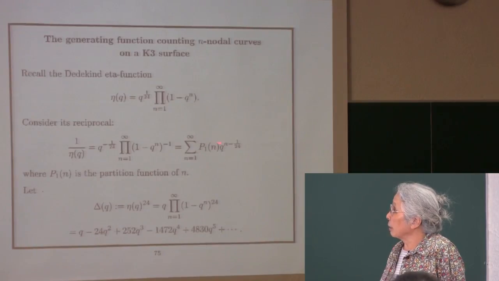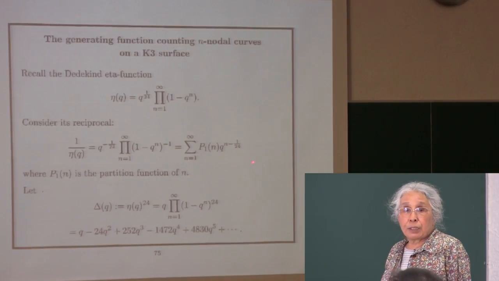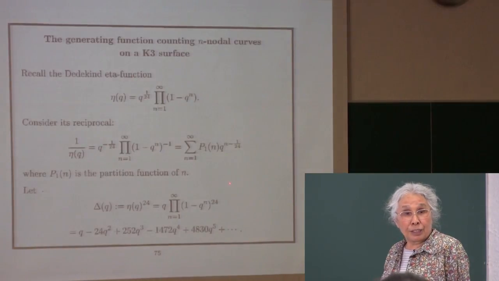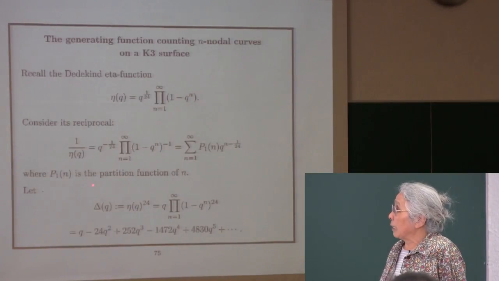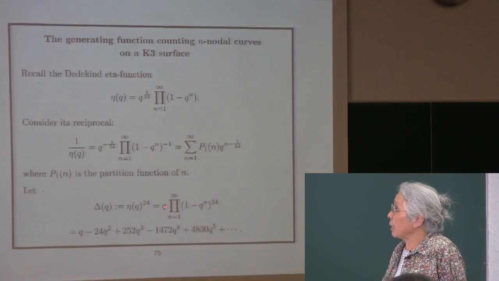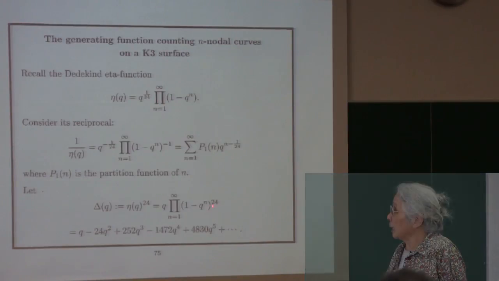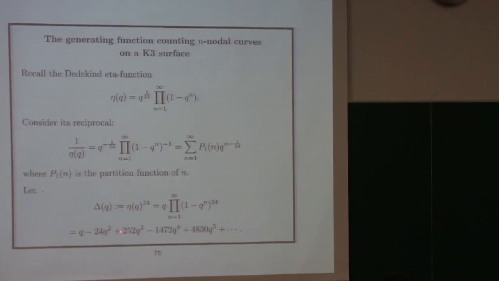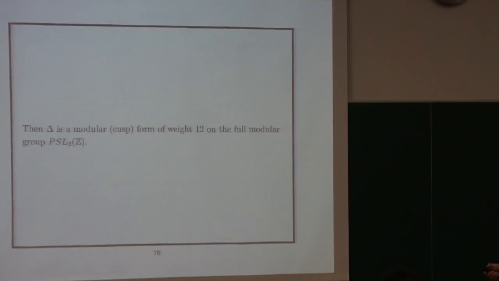So this function comes up in physics very frequently. It's amazing. We also consider this delta function, which is the 24th power of eta. If you just take the 24th power and expand it, it has all integer coefficients. This integer coefficient has some meaning already, and the delta function is a modular or cusp form of weight 12 for PSL2Z.